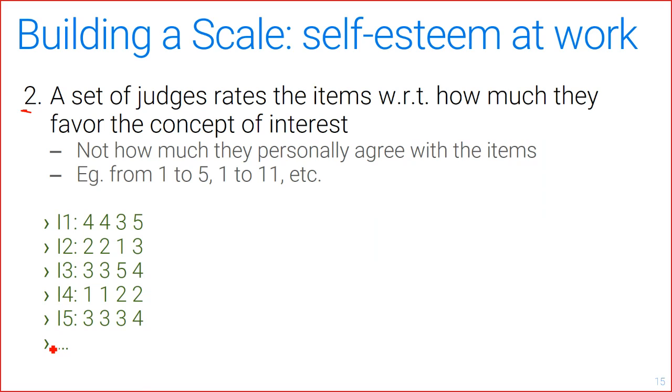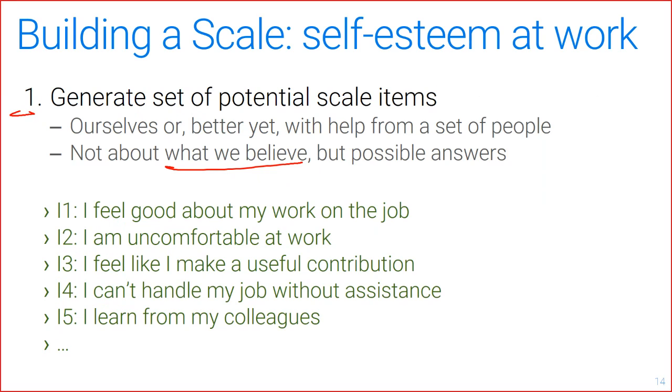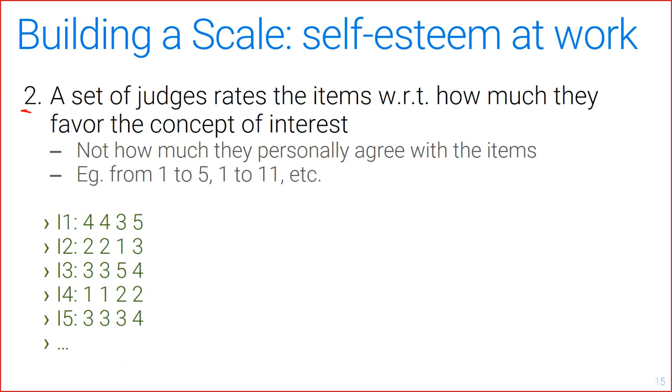So again, let's say item 1 was, I feel good about my work on the job. That should be a positive correlation with self-esteem, right? Then we ask, let's say, a set of 4 people, and they said from 1 to 5, the scores are 4, 4, 3, 5. So this is what they think the magnitude is of correlation between that one statement, item 1, and self-esteem at work.